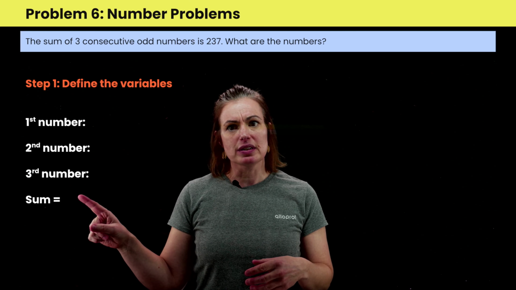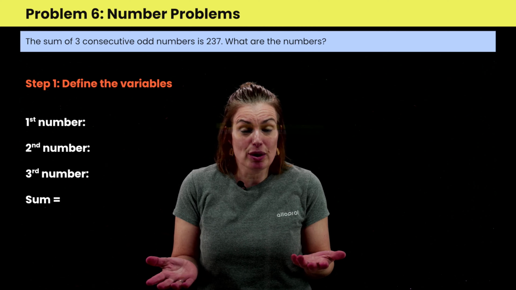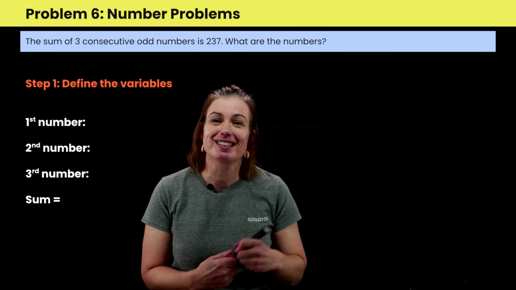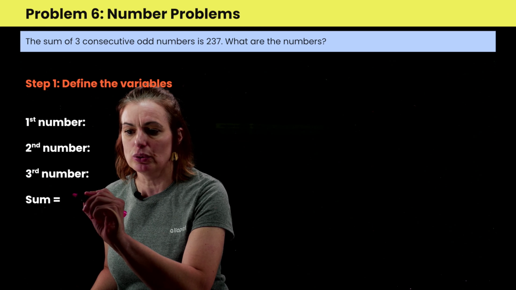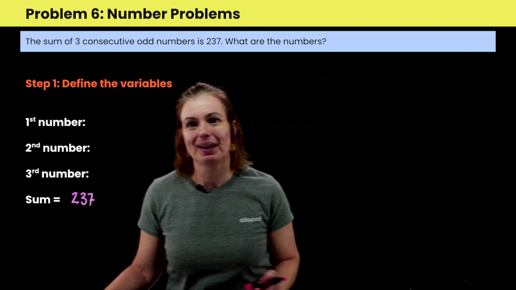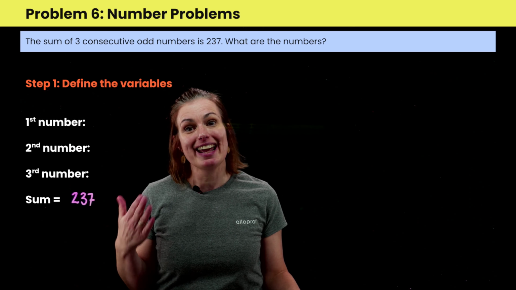And I've also included the sum here because even though that's not a variable, we know that number, we know that it's 237, it appears in my problem. It still helps me to have it written here. So I'm going to write that right there. The sum is equal to 237.